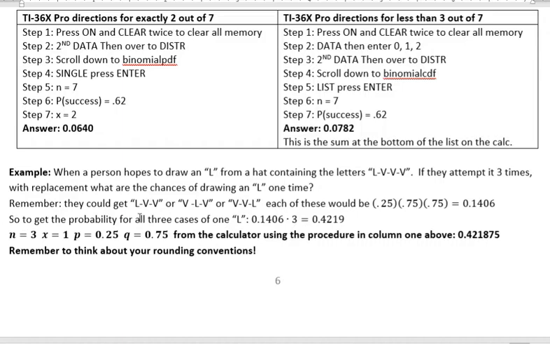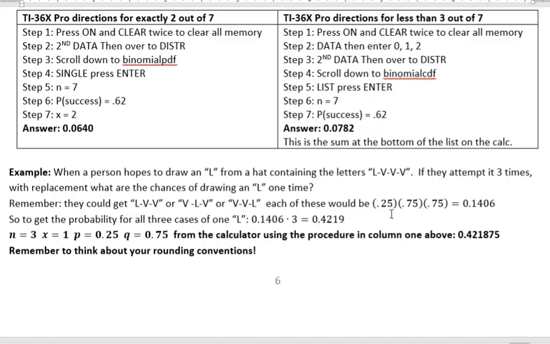So we would take that probability and we would multiply that times 3 to get the total probability of what's the probability that we would get exactly 1 L. We have to look at all the different variety of L cases and add all those together. So you can do that.